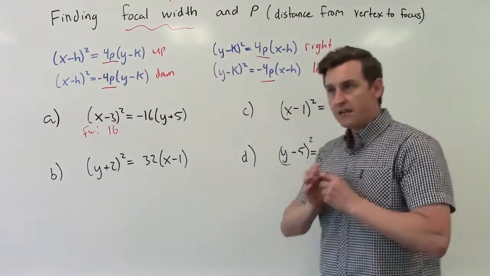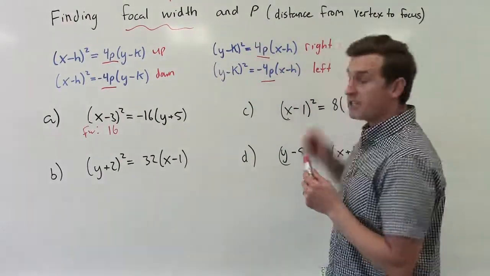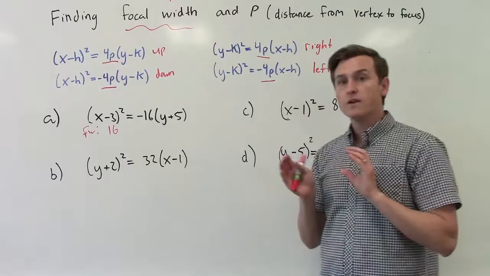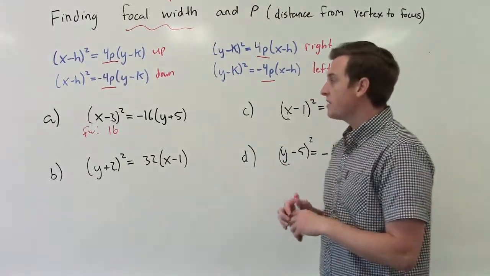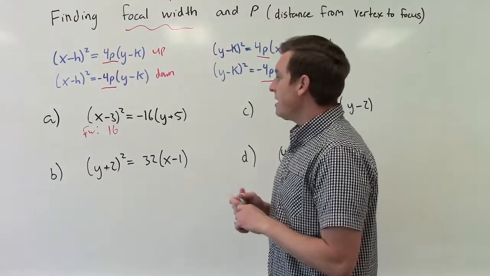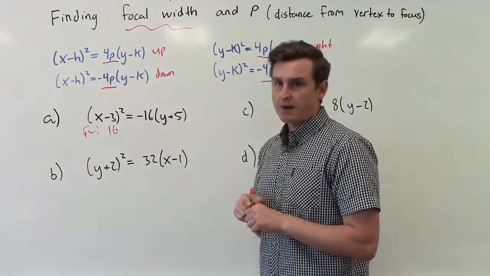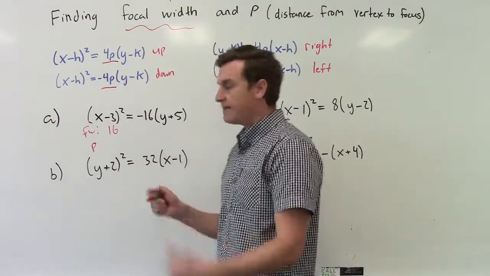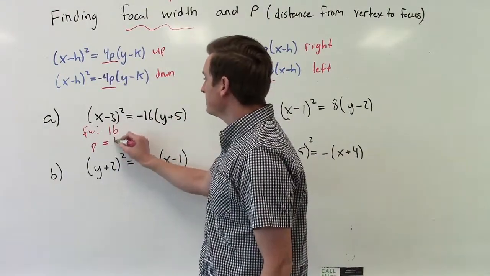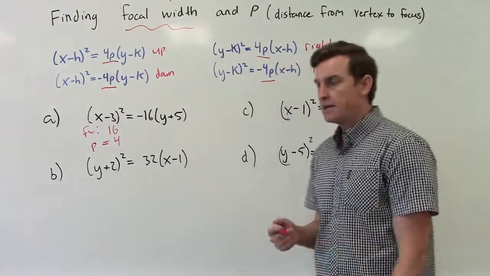Okay. Now the distance from the vertex to the focus is 1/4 of that in every parabola. It's always just p. So in order to find out what p is, all we got to do is divide this number by 4. So p is just 16 divided by 4, which is just 4 in this case.